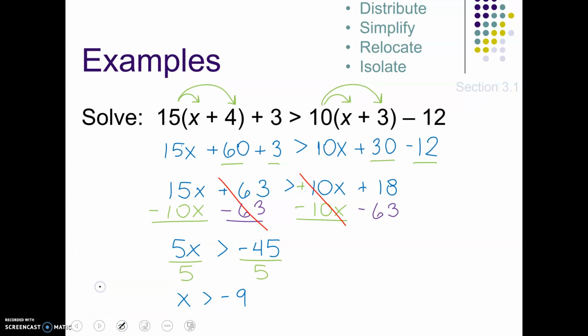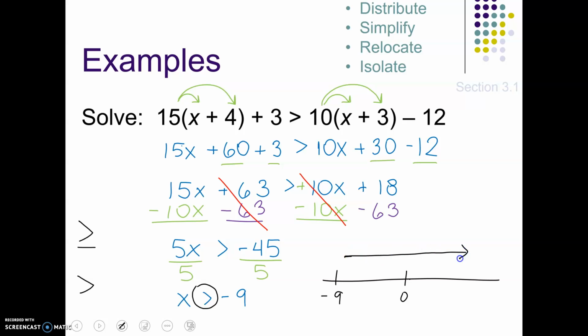And again, if I want to get a visual of what this looks like, I've got 0 in the middle. Negative 9 is somewhere over here on the left. And this one's interesting. With this one, I don't have an equal to sign. So there's greater than or equal to, and then there's just a plain old greater than. And that's what I have here. I have a plain old greater than. I cannot equal negative 9, but I can be bigger than negative 9. So while I can't show negative 9 as an option, I can show everything bigger than it as an option.